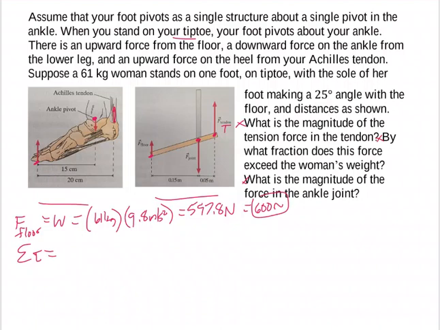You're going to have the torque of her toe down on the floor, right? So from the pivot point, 597.8 times whatever, 0.5 minus, or 0.15 meters.